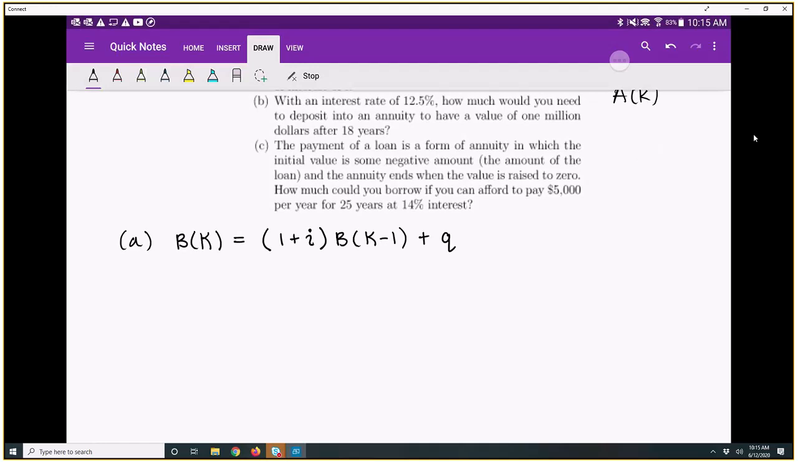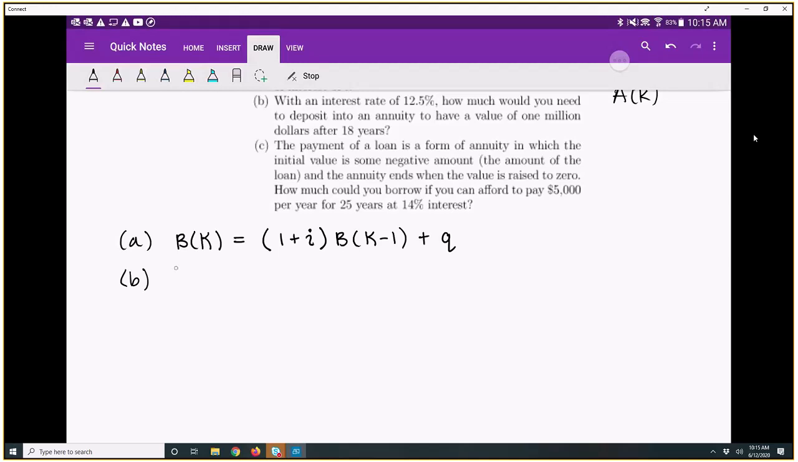So we can use this type of setup to solve interesting problems with real-world applications. So for example, with an interest rate of 12.5%, how much would you need to deposit into an annuity to have a value of $1 million after 18 years? And remember, this Q is the amount I'm depositing every year. So how much would I deposit each year if with interest I want to end up with $1 million after 18 years?